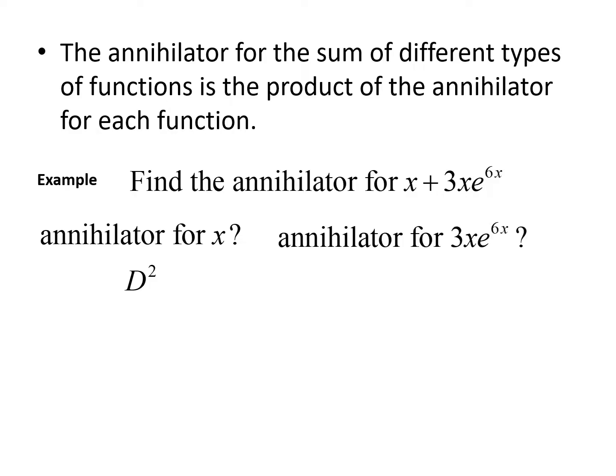For 3x e to the 6x, so this is a polynomial times an exponential, our alpha is going to be 6. The degree of the polynomial is 1, so n will be 1. So we'll get d minus alpha raised to the n plus 1. So that'll be d minus 6 raised to the 2. And so to find the overall annihilator, we'll just multiply those two together. So the annihilator for x plus 3x e to the 6x is going to be d squared times d minus 6 quantity squared.